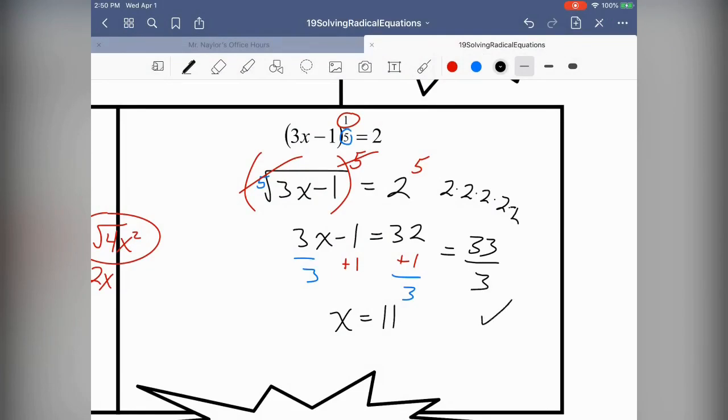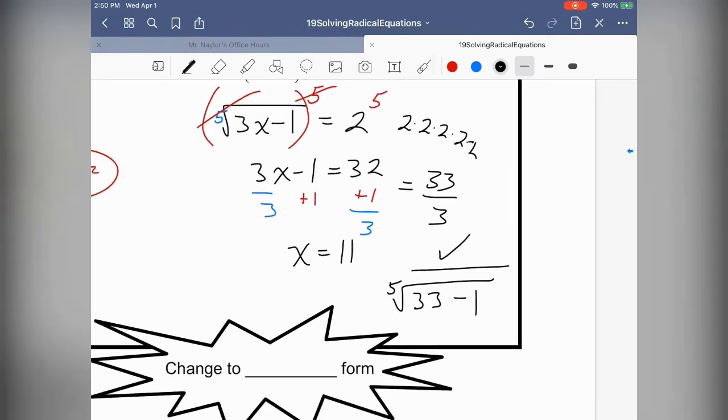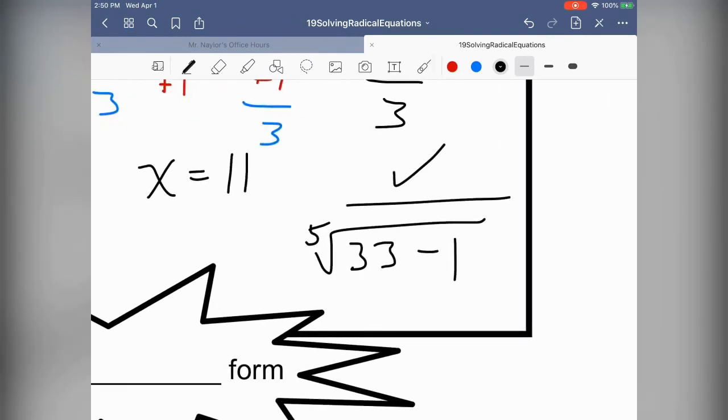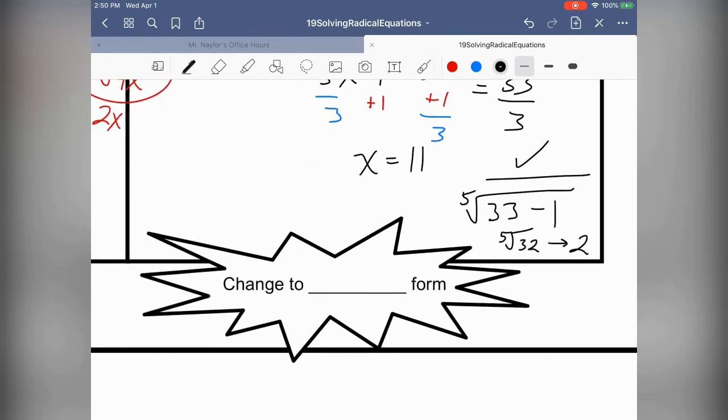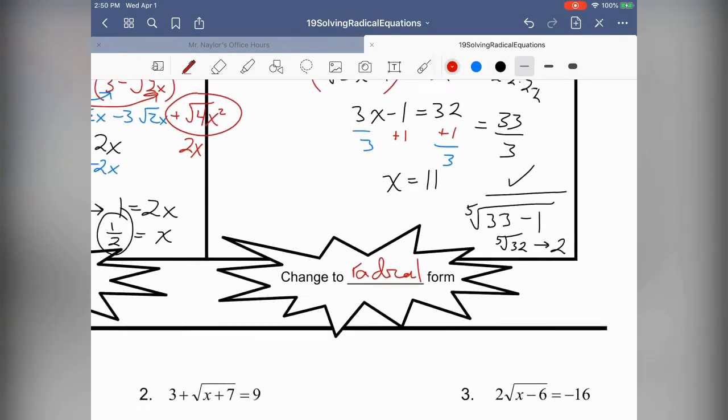Now, if you check 11 back in the original problem, now I think we're going to have some better luck, because when you plug 11 back in, you get 33 minus 1. Of course, you're really doing the 5th root of that, and that's the 5th root of 32, which is going to take us back to the number 2. It does check. So did you see what we did? We changed to radical form to help us deal with that rational exponent.